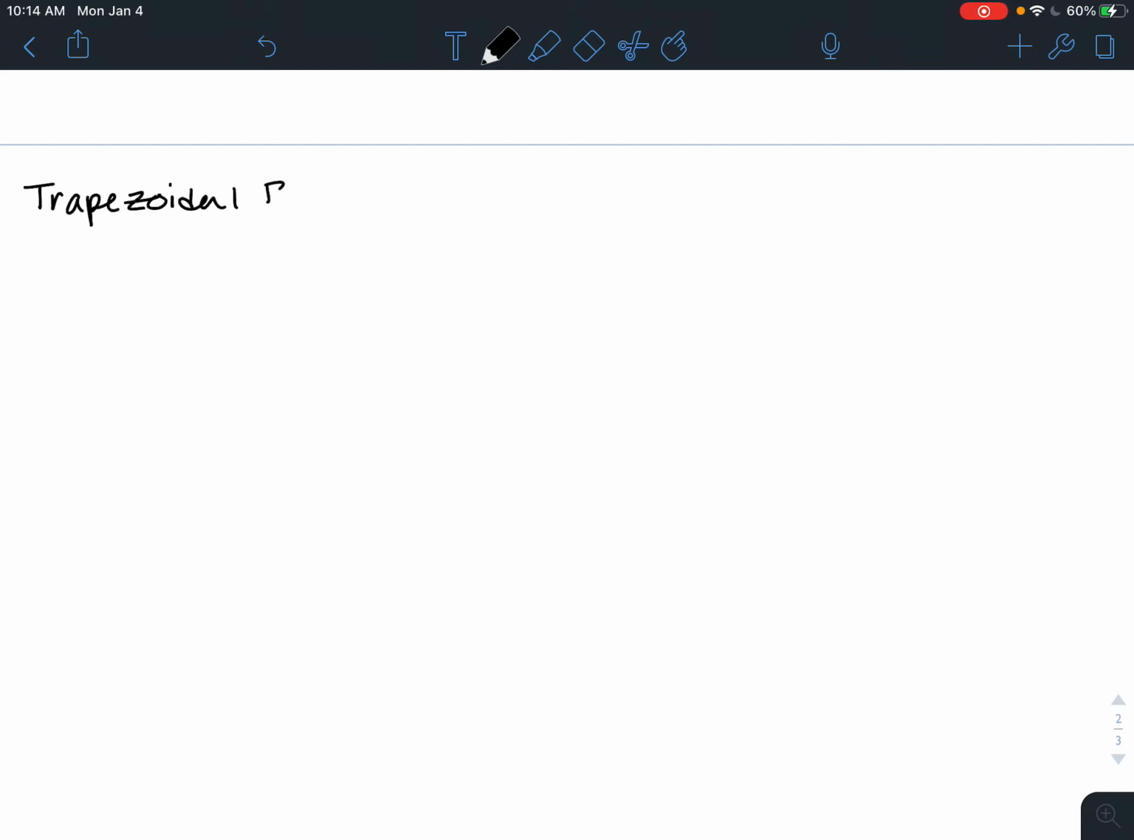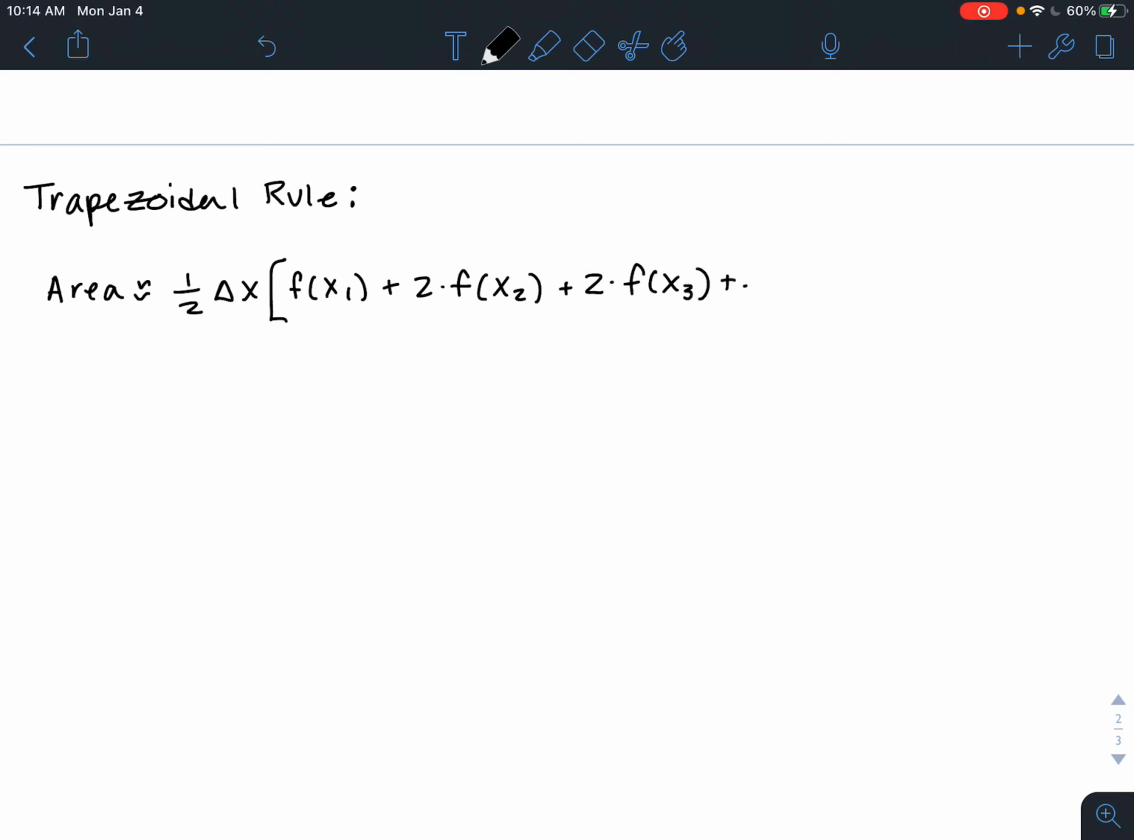So in general, the trapezoidal rule for area is that the area is approximately 1/2 times your delta x, that's your b minus a all over n, times f of x1 plus 2 times f of x2 plus 2 times f of x3, all the way out to 2 times f of x sub n minus 1 plus f of xn, and that's going to be true for n equal subintervals.